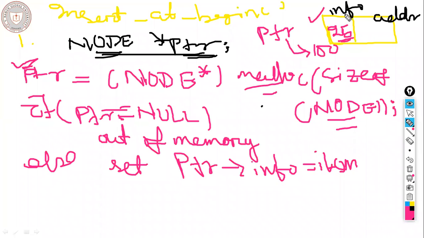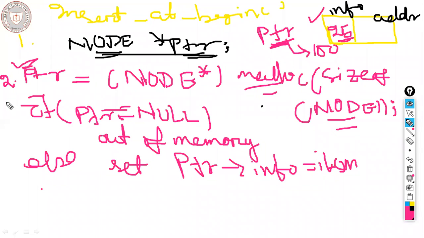25 is assigned to the information part of the new node. ptr is the new node. 25 is assigned to the information part of the new node. Okay, and already you can say this is the first node. How can you know this one is the first node? Start is equal to ptr.